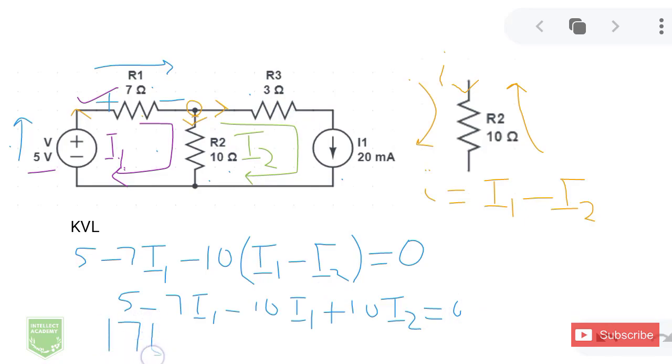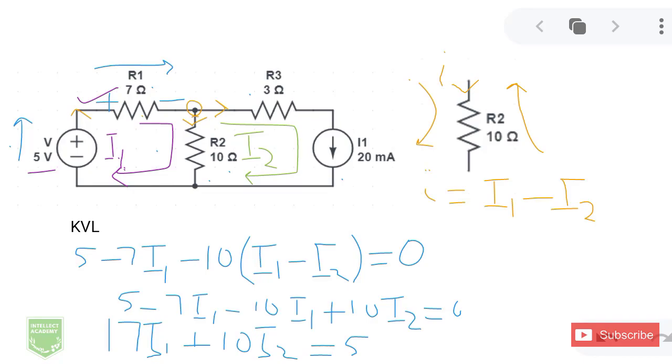17I1 minus 10I2 equals 5. This is one equation. Next, we're going to move on to the next equation. So the flow would be that I identified the meshes, and then I marked my currents, and then I'm just writing the KVL equations and solving it down to the simplest version, right?